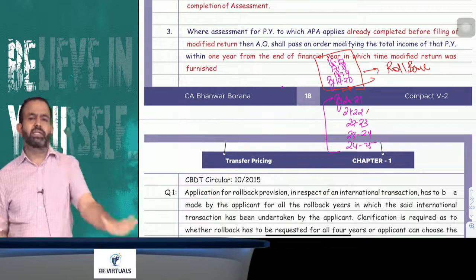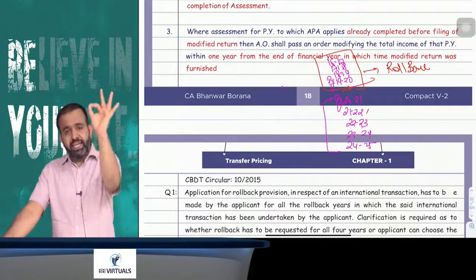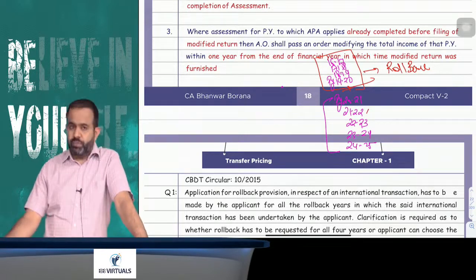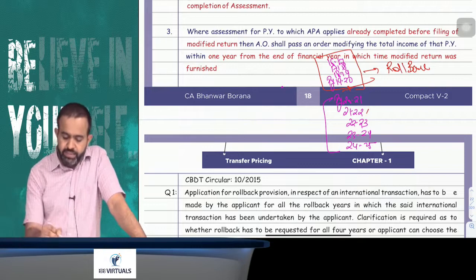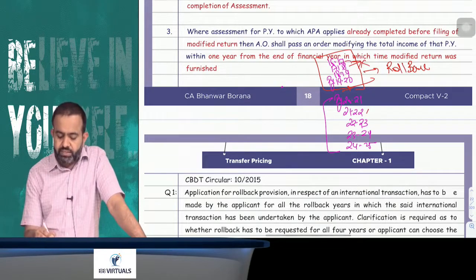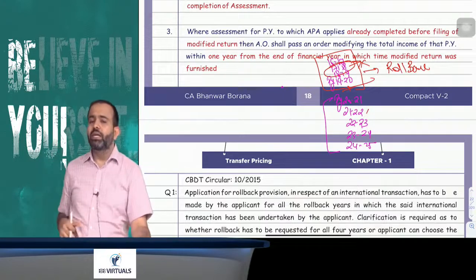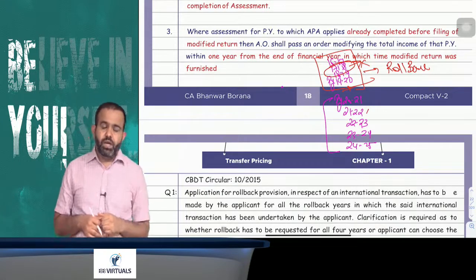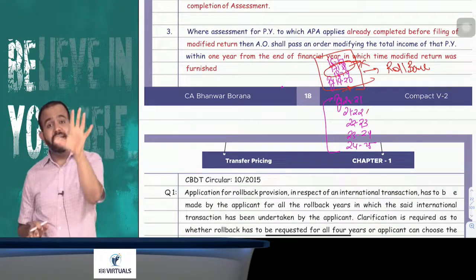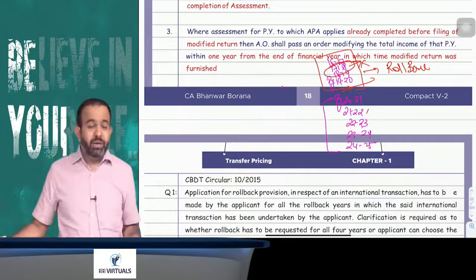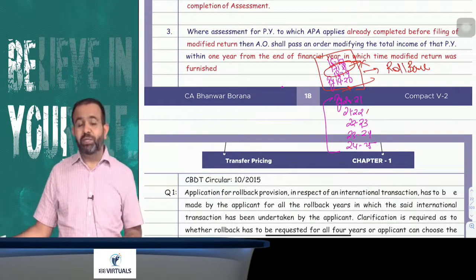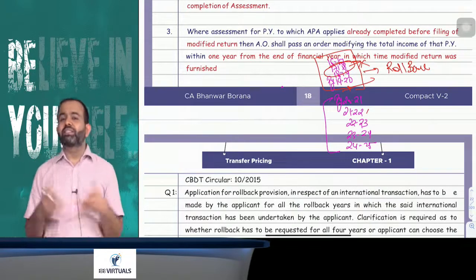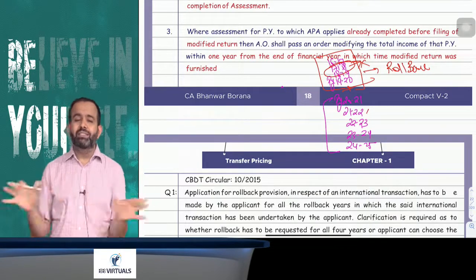But guys, there are some exceptions. Suppose if in any year there is no international transaction, then obviously for that year rollback is not possible. In simple words, suppose in 17-18 there was no international transaction, so for 17-18 rollback is not possible. Means there is no need to apply for 17-18. Or suppose for any year you have filed the late return, then also rollback is not applicable. Means rollback is possible only if you file the return on time. So for any year, if you have not filed the return on time, for that year rollback is not available.